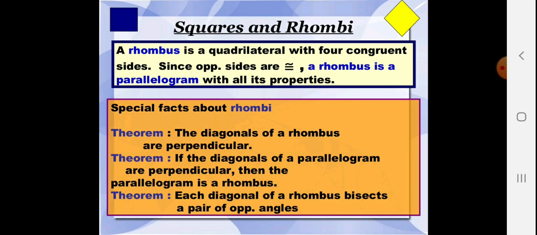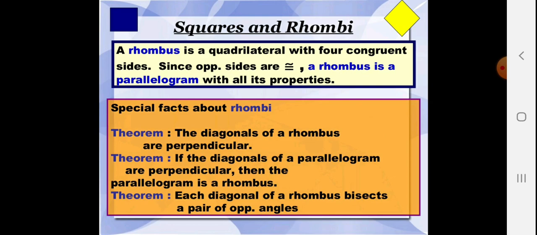Squares and rhombus. A rhombus is a quadrilateral with 4 congruent sides. Since opposite sides are congruent, a rhombus is a parallelogram as well, with all its properties. Special facts about rhombus: the diagonals of a rhombus are perpendicular. If you intersect the diagonals in the rhombus, they will bisect at 90 degrees, that means they are perpendicular to each other.